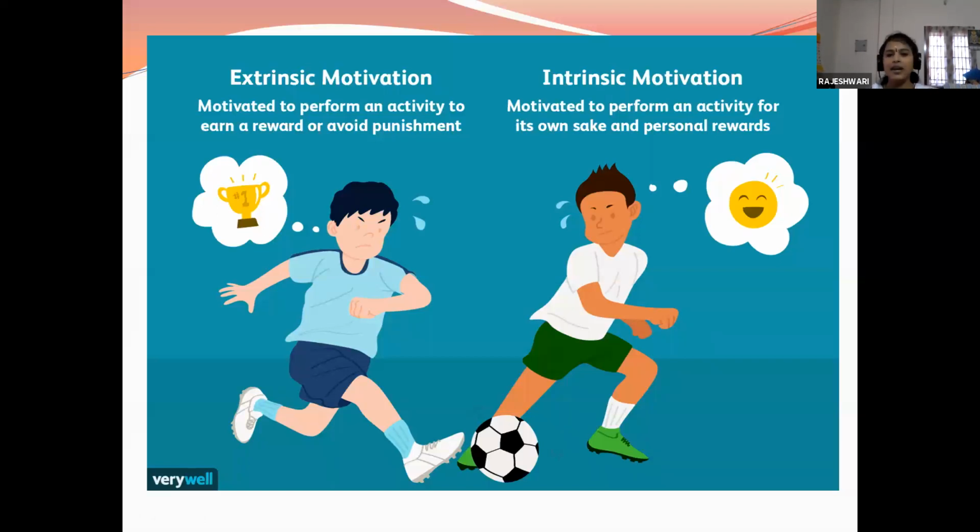So that means his aim is to get that award. So that's why he is playing. That type of motivation is extrinsic motivation. Intrinsic motivation is doing an activity for its own sake.